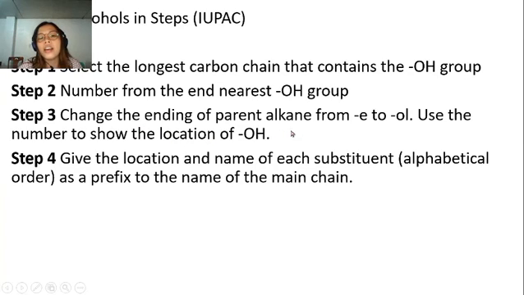Then change the ending of the parent alkane from E to OL. Use the number to show the location of our hydroxyl nga group, and then give the location and name of each substituent in alphabetical order as a prefix to the name of the main chain.